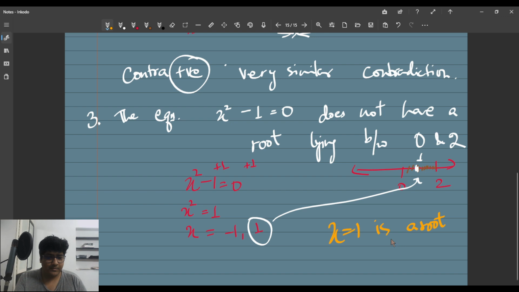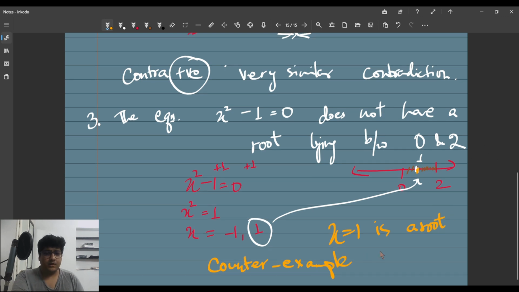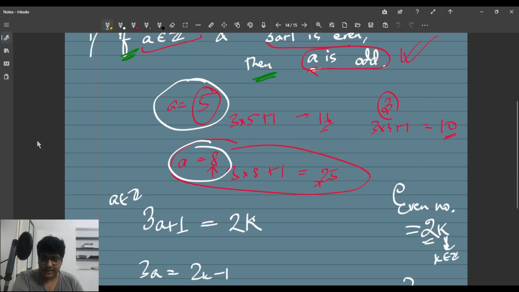And we gave the example of x is equal to 1 that lies between 0 and 2. So we gave an example of the statement not happening in one case. This example is known as a counterexample. We countered the statement using an example. So we gave a counterexample, and we have disproved the statement, right? You cannot prove statements using examples, as we studied here, I think.